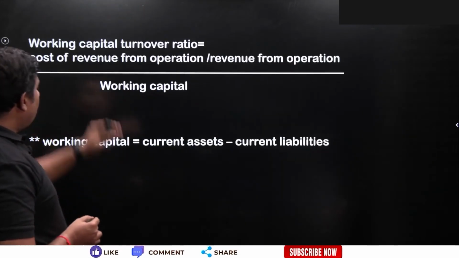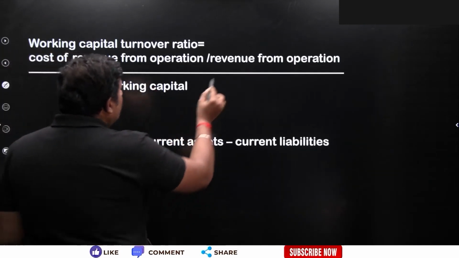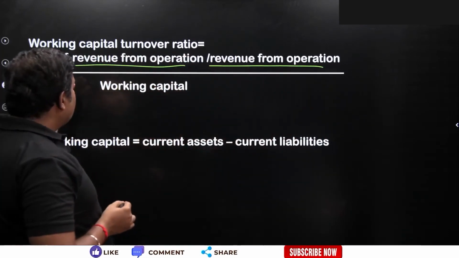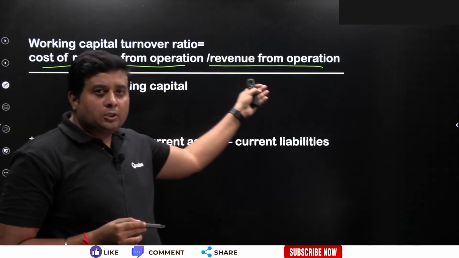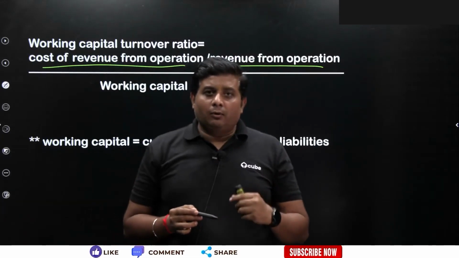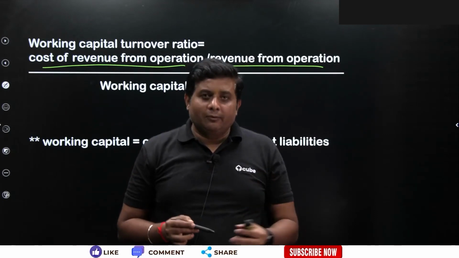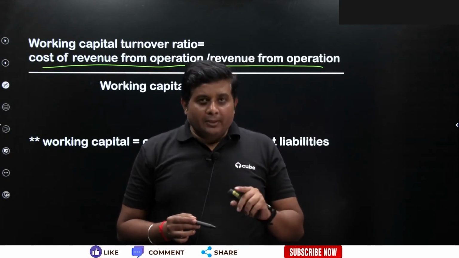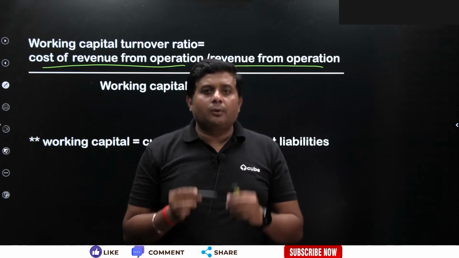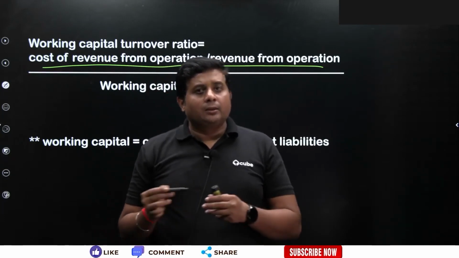Now, what is the formula? Cost of revenue from operations or revenue from operations, upon working capital. Cost of revenue from operations is your cost of goods sold, and revenue from operations is actually your sales. Sometimes the calculation is done on the basis of cost of revenue from operations, and sometimes it is based on revenue from operations.